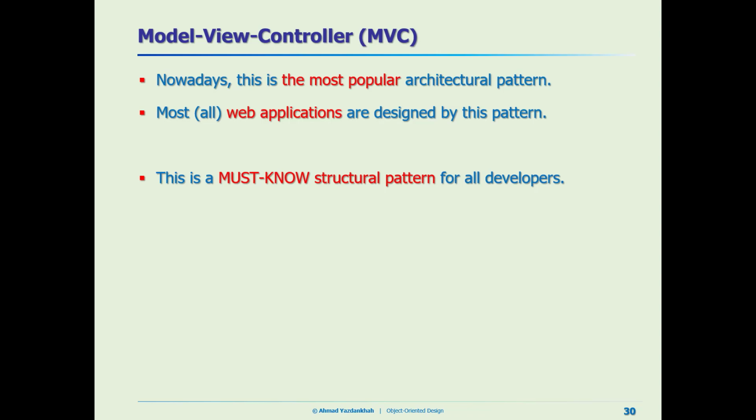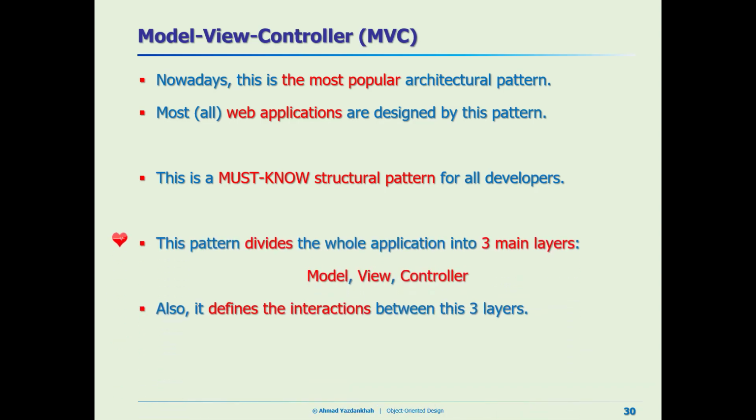Okay, so what is this MVC? It divides the whole application into three main layers: model, view, controller. Also, like the other architectural patterns, not only does it divide into layers, we can consider these as layers as well, but it also defines the interactions between them. Before going further, let me explain what these model, view, and controller are.